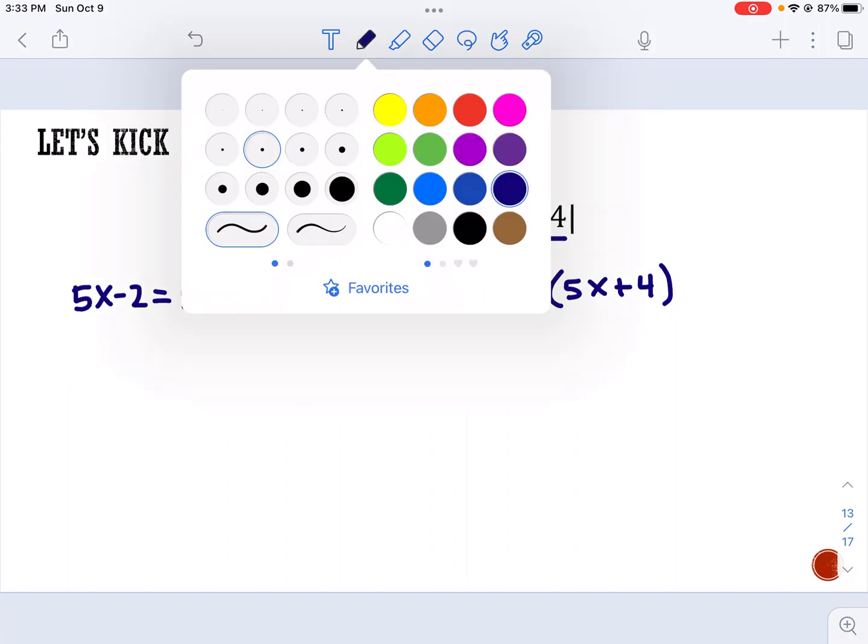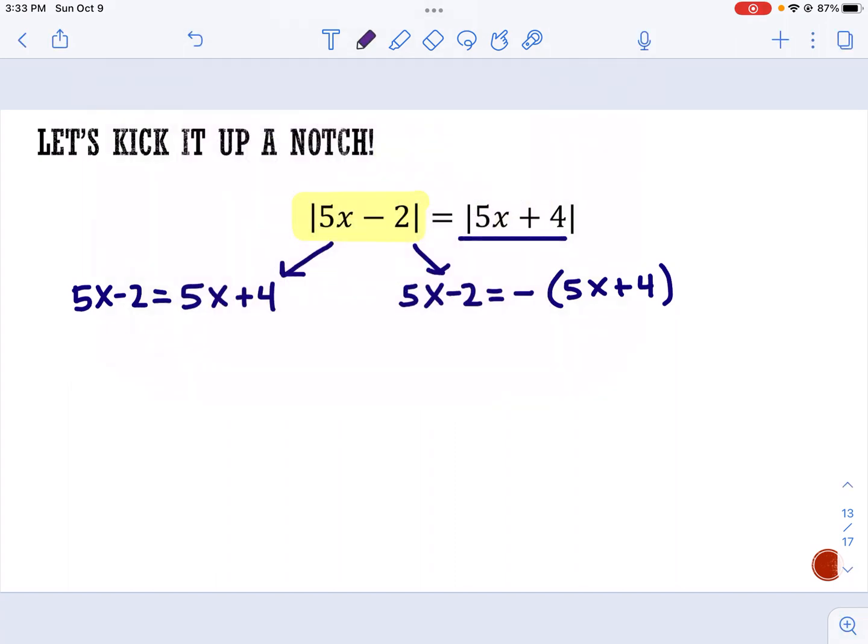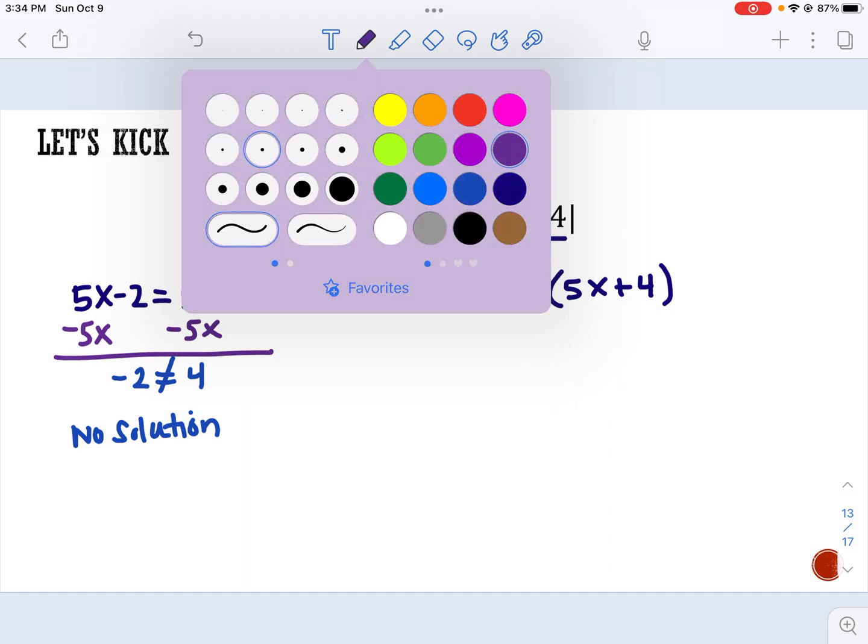We're going to go through the process of solving them. On the left-hand side, I'm going to move all my variables first. Now remember, that's going to look a little different for each of us. But I like to move my variables first, and I'm left with negative 2 equals 4, which is not true. When we have a false statement, what does that tell us? Good, no solution. So when I had it equal to the positive version, there was no value of x that will satisfy it. That doesn't mean there's no solution overall. We still have to go through and solve the other side.